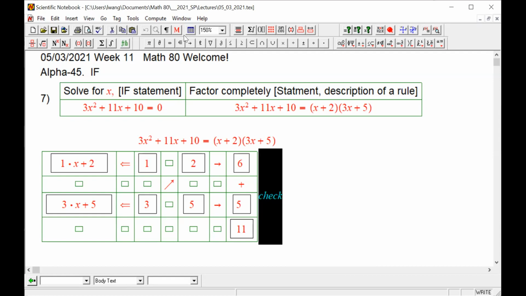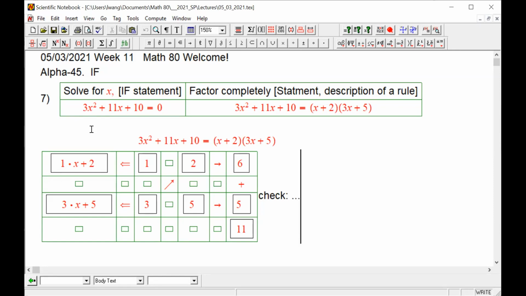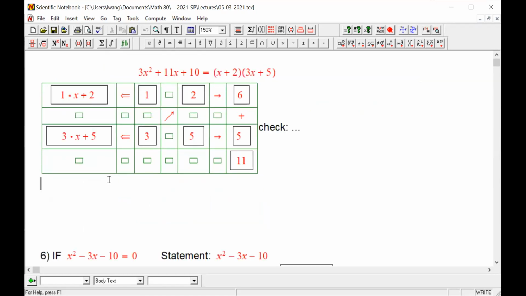Okay, so we're going to check, right? You can just FOIL this and so on and so forth. I'm going to save this for you, so I'm just going to skip that for now. So we're done with the factoring part, and then we're going to solve the equation. Okay, so now we're solving the equation.